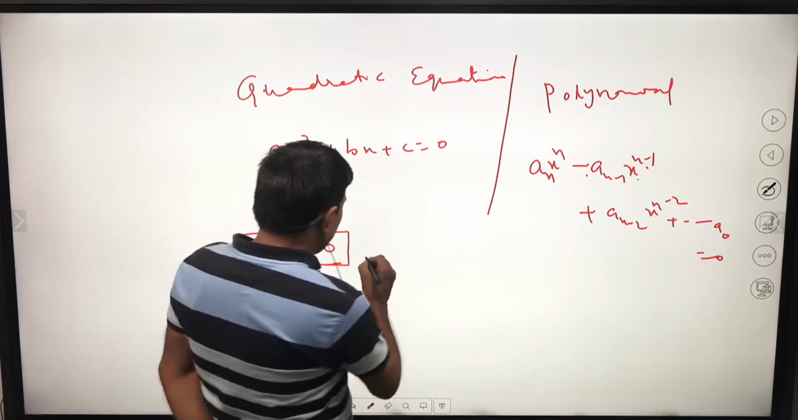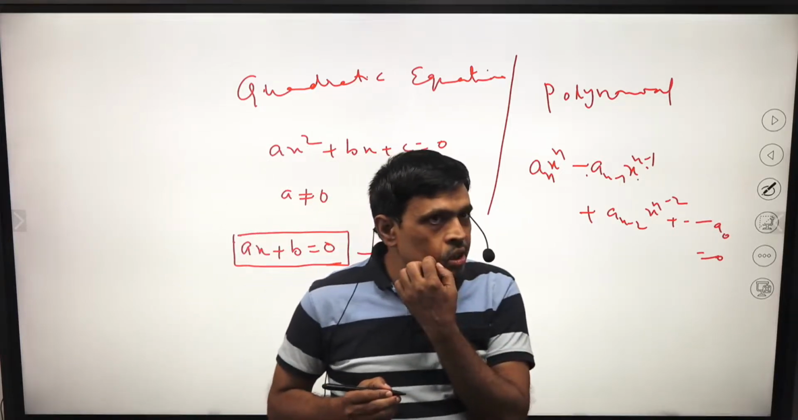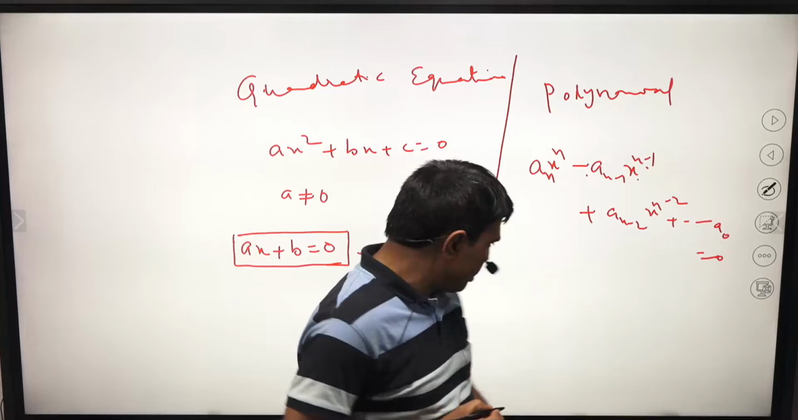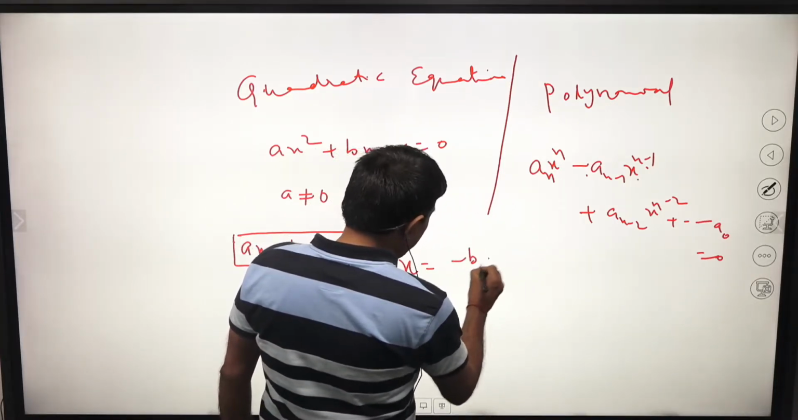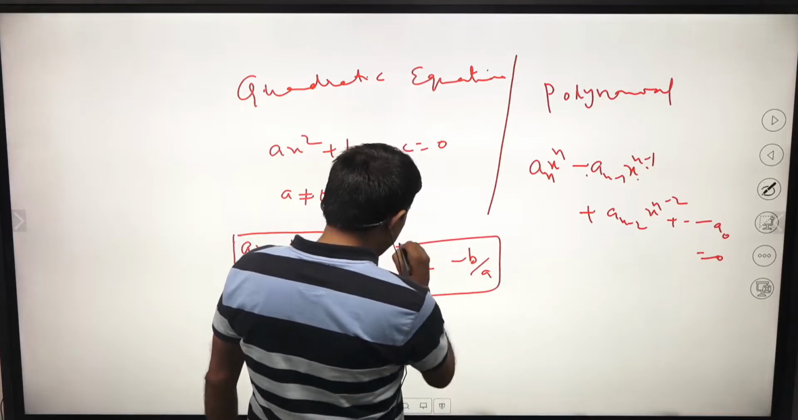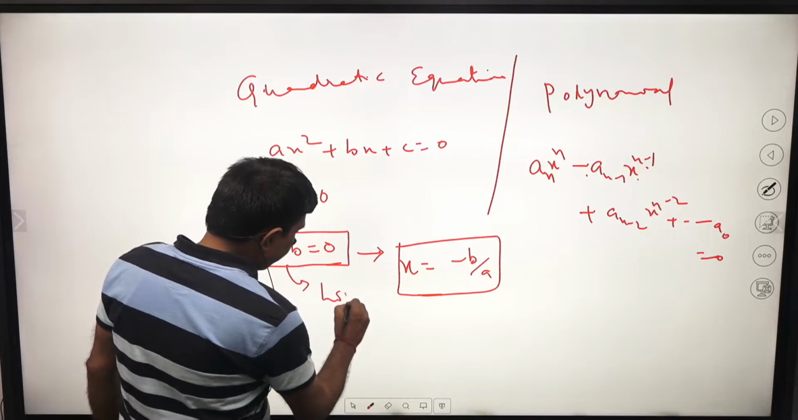The basic concept of a root is that it satisfies the equation. So here x = -b/a. This is the root of the linear equation.